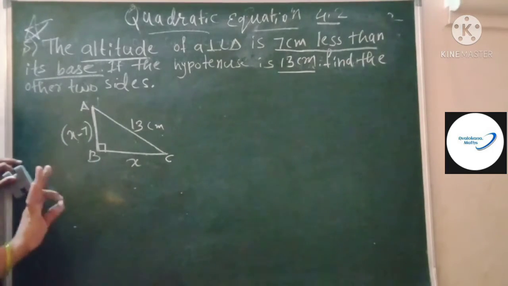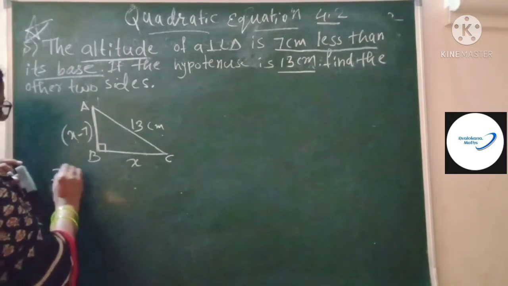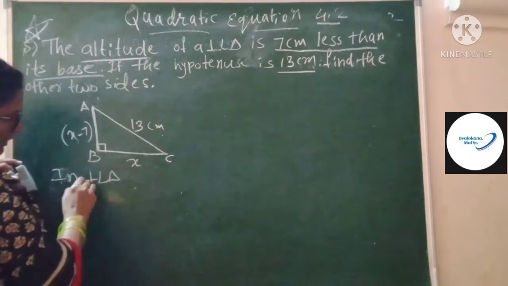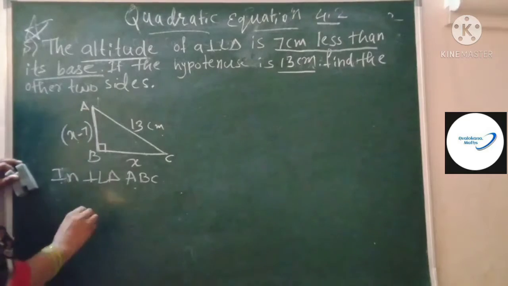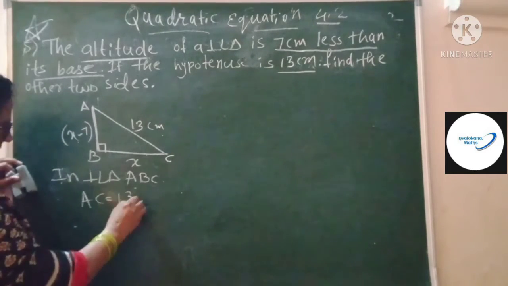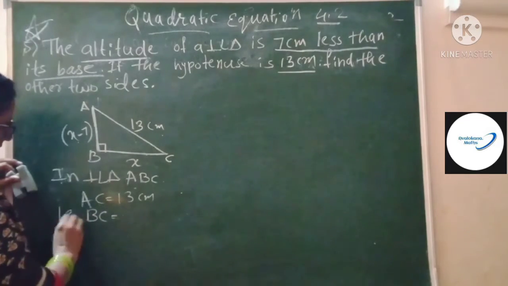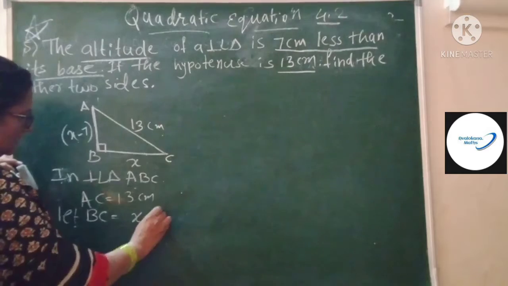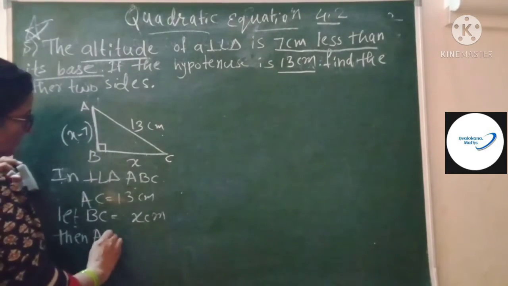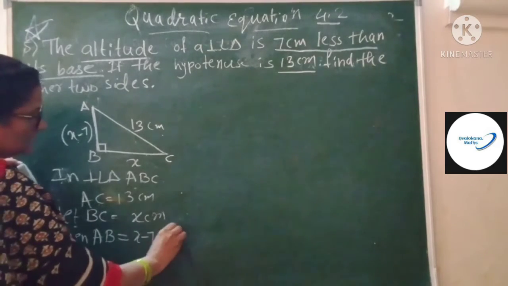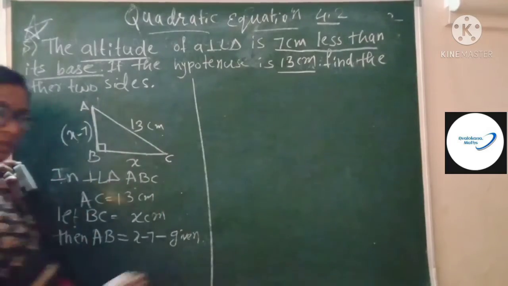I will not go into detail with the explanation of all this. Simple, you write here: in right angle triangle ABC, this is the symbol of right angle. AC is equal to 13 cm, but it is better to write the values. Then BC, that is the base, let BC be equal to x centimeter. Then AB is equal to x minus 7. This is given. This way you write, simple and short and perfect. Okay, these are the things.